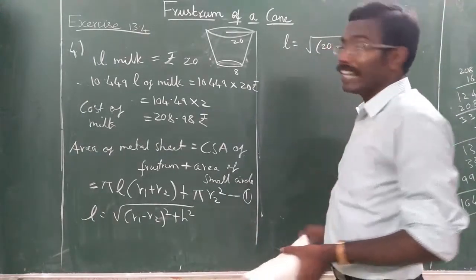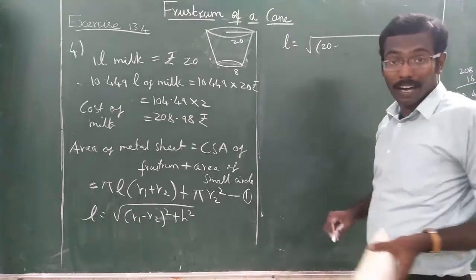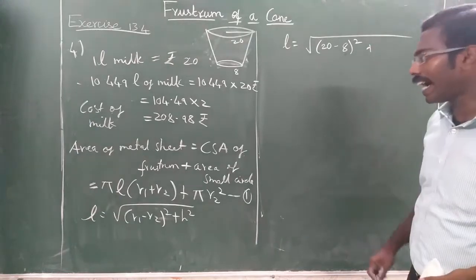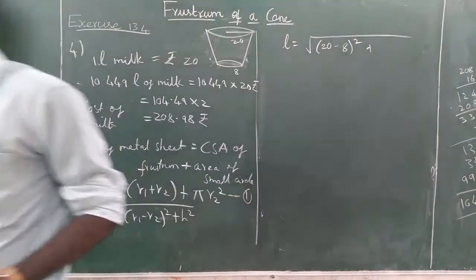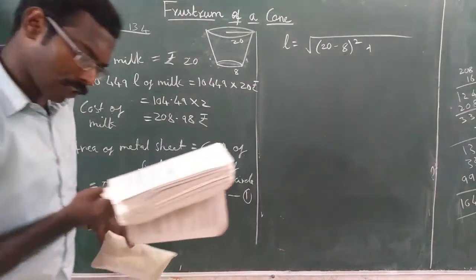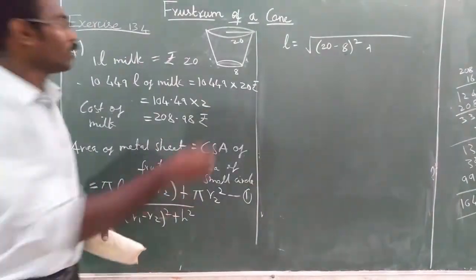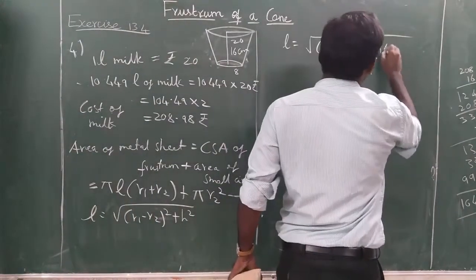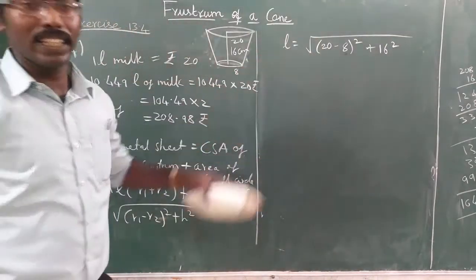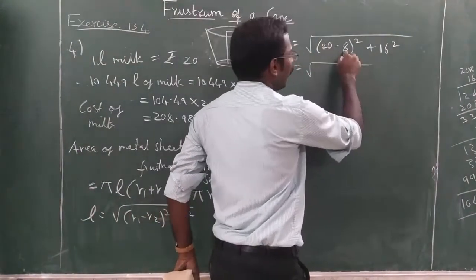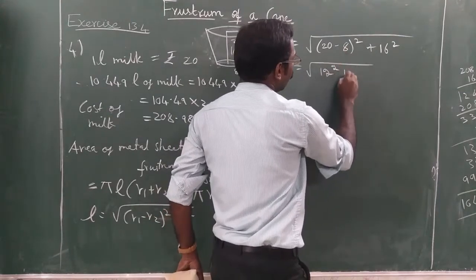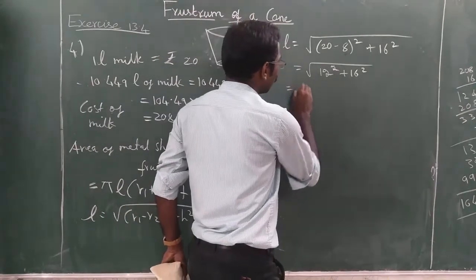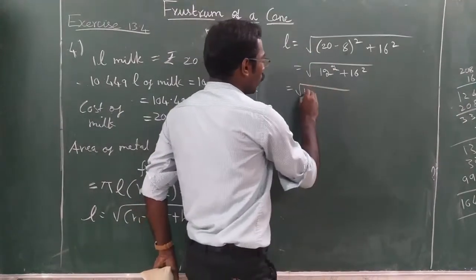R1 is 20. In the question, big radius is 20, minus small radius is 8. So 20 minus 8 the whole square plus what is the height? In the question, what is the height given? The height of the frustum is given as 16 centimeter. So plus 16 square. So that is equal to 20 minus 8 is 12, 12 square plus 16 square. Yes or no? So that is equal to 12 square is 144.